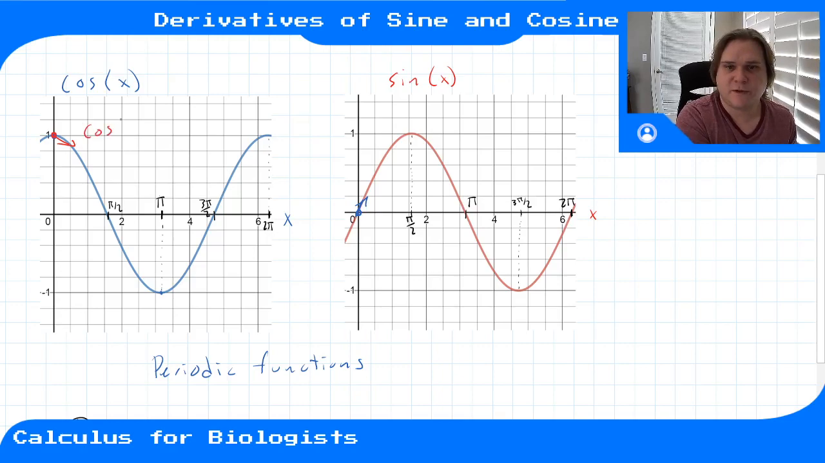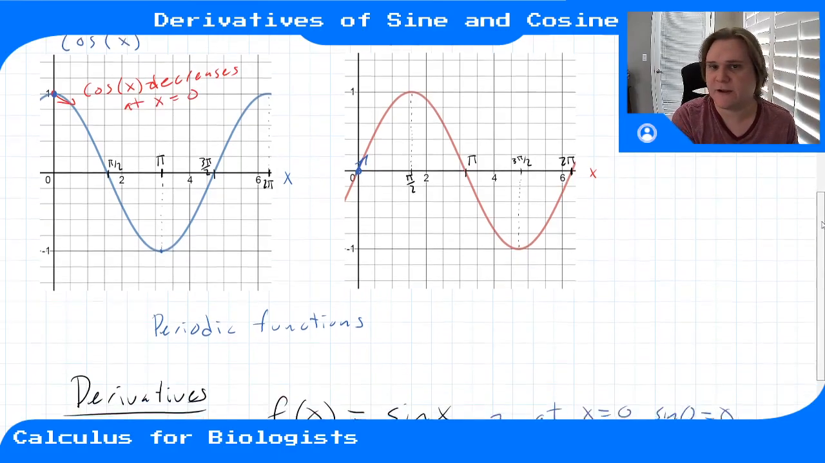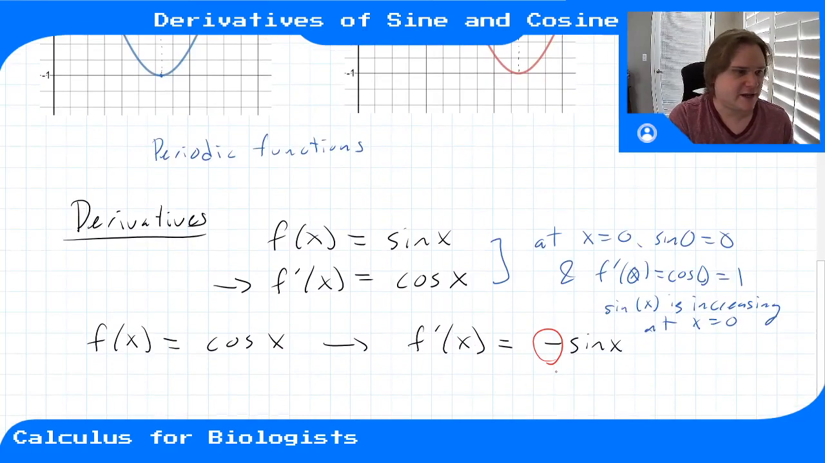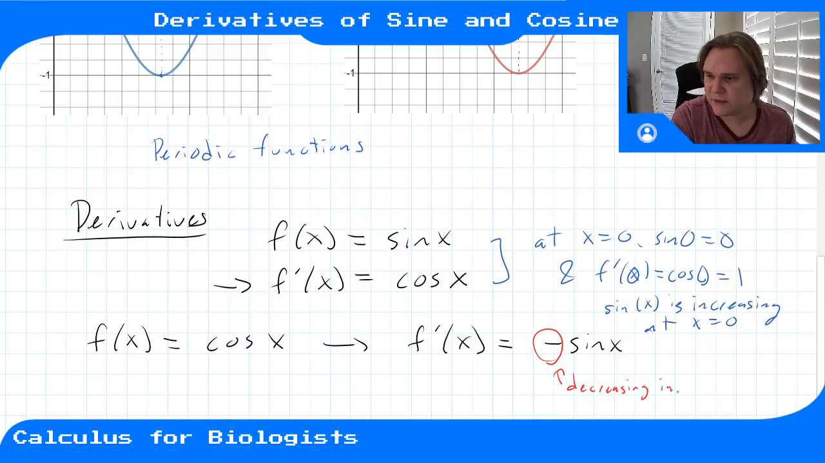So cos x decreases at x equals 0, so its derivative should be minus sine, right? Actually, exactly at x equals 0, it's flat, but a little bit away from it, it'll be decreasing. So that's why you have the minus sign here: exactly at x equals 0, it's flat, because that's where the tangent line is 0, and sine of 0 is 0, but a little bit away from it, it'll start decreasing. So decreasing initially, okay? That's a quick way to remember.